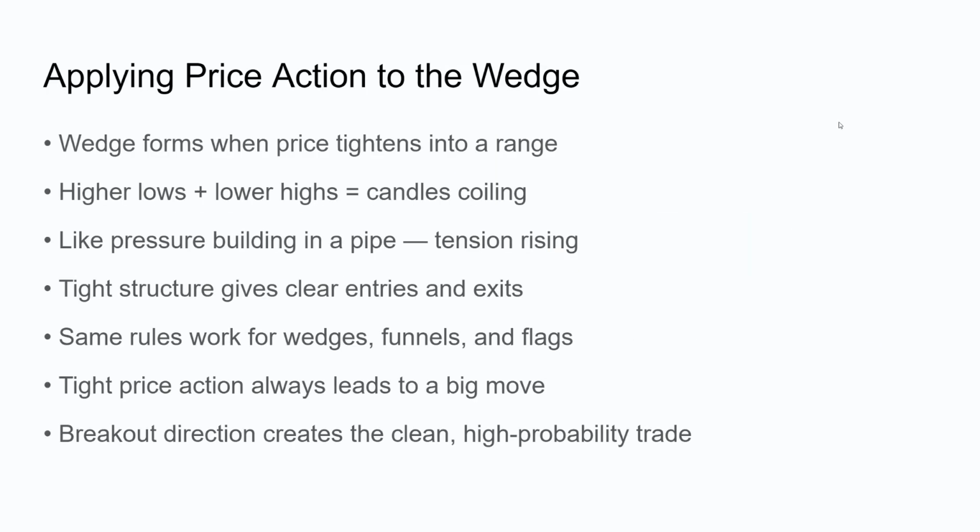So, now that you understand the foundation of price action, support, resistance, and overall just how the market moves, it's time to apply all that into one of the most powerful patterns that we trade, which is the wedge. A wedge basically forms when price action tightens inside of a range, meaning support is rising, resistance is dropping, which is also known as higher lows and lower highs, and the candles begin to coil.